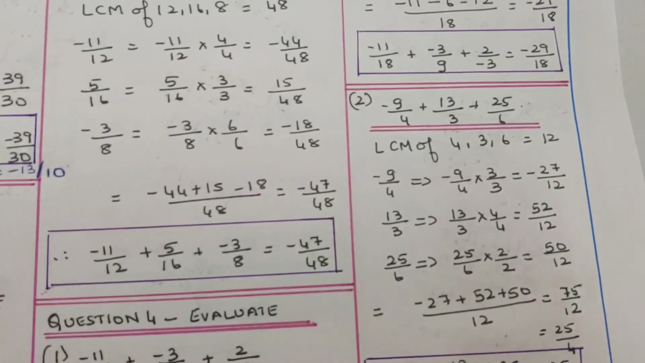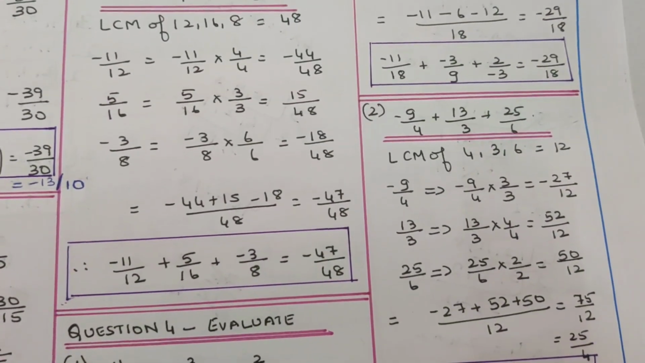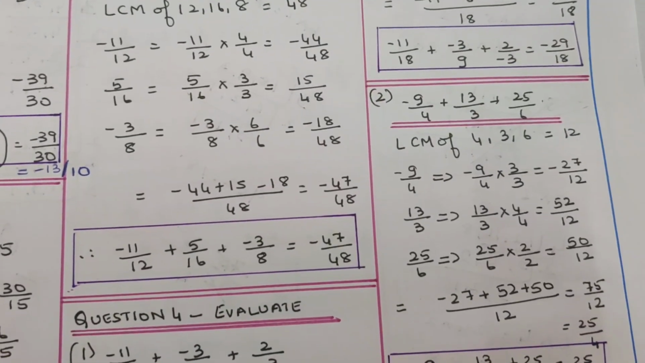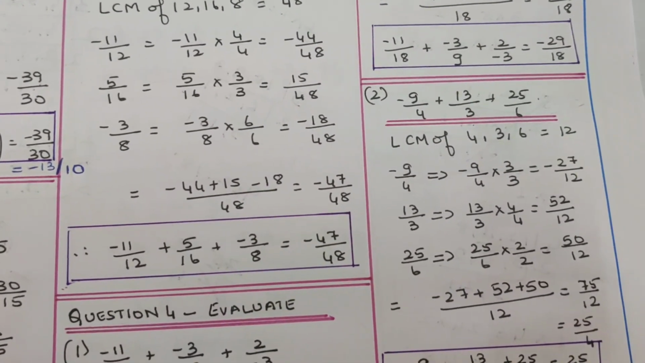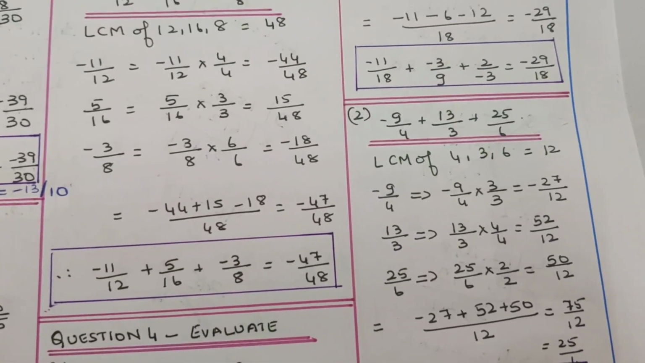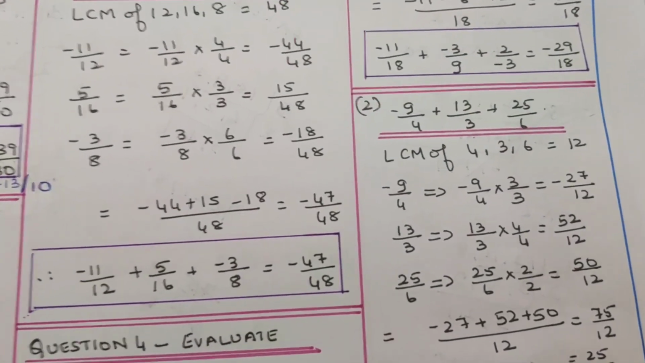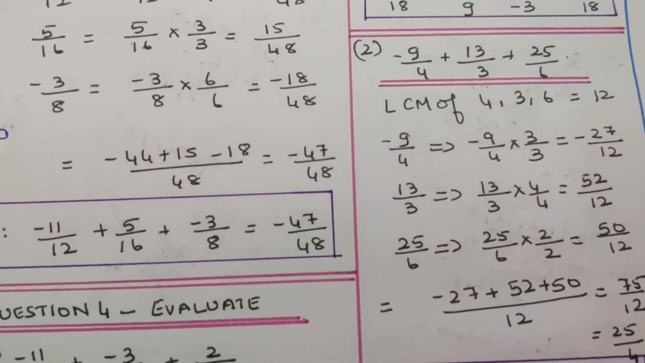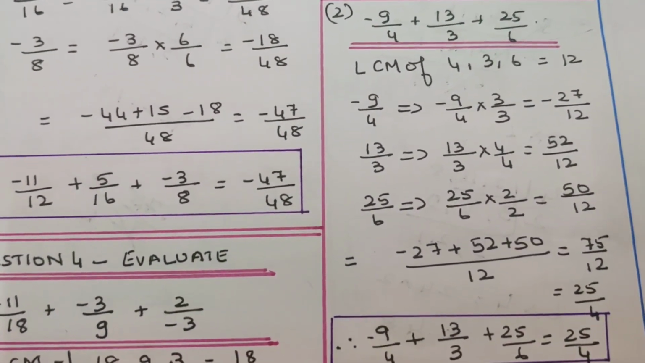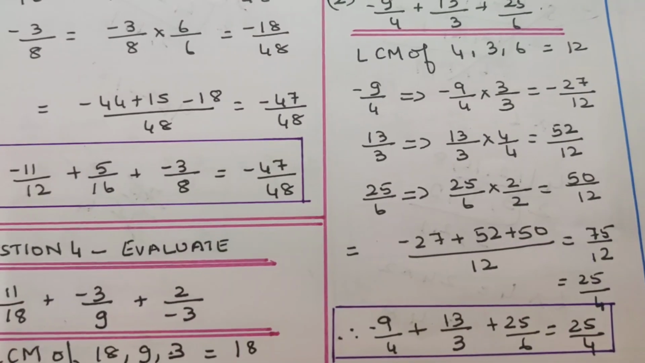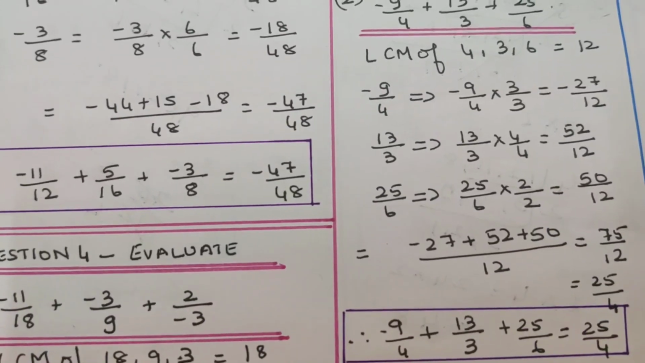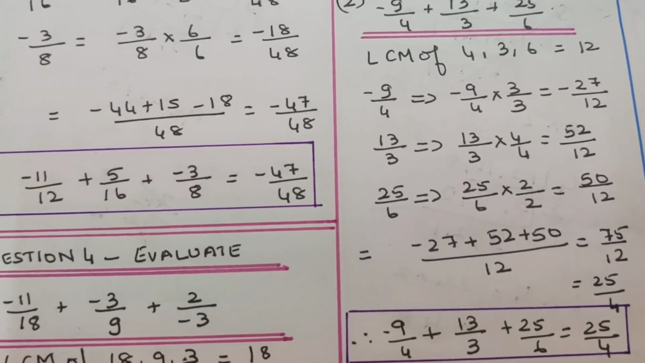So the next one is minus 9 by 4 plus 13 by 3 plus 25 by 6. Again, no common denominator. The LCM would be 12. Convert all these three numbers to a common denominator. So it becomes minus 27 by 12, 52 by 12 and 50 by 12. On solving, we get 75 by 12. When you simplify using the 3 table, you get 25 by 4.